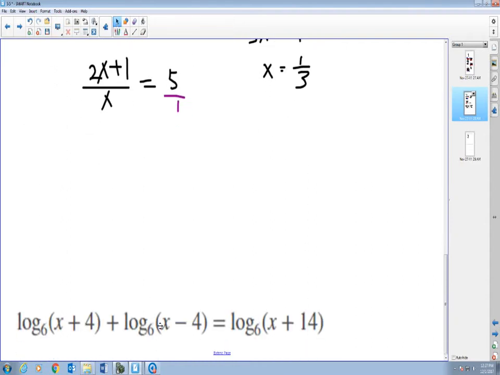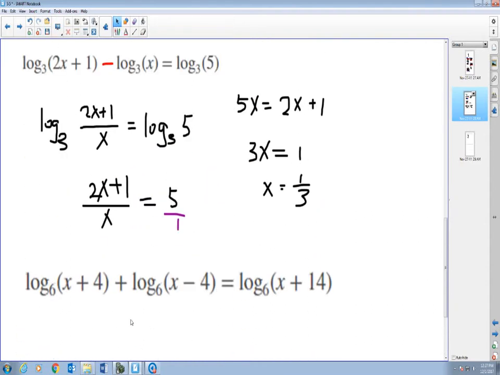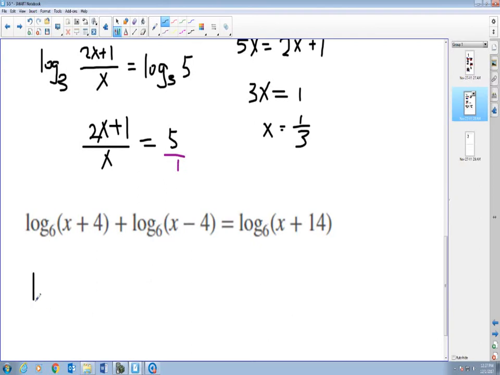Alright, now this one, again, 3 terms. Okay, this is a plus sign. So a plus sign means, back into a single logarithm, it would be multiplication. So that would be log with the base of 6 of x plus 4 times x minus 4, set equal to log with the base 6 of x plus 14.